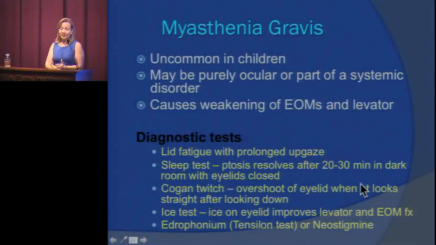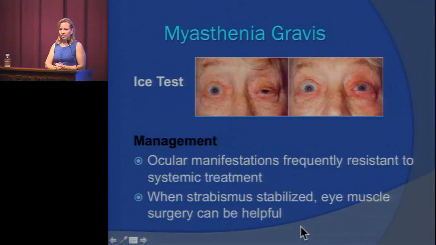The ice test I've used a lot for diagnosis, actually. It works wonderfully. You put ice on the eyelid for 3 minutes. You'll see improvement of the levator and sometimes improvement of the extraocular motility. Or you can still diagnose it with the Tensilon test, edrophonium or neostigmine. That's not commonly done as much because everybody is nervous about the cardiac status during those. But here's a good example of the ice test. I put ice on the involved eye for 3 minutes, and up goes the lid, and that's diagnostic for myasthenia.